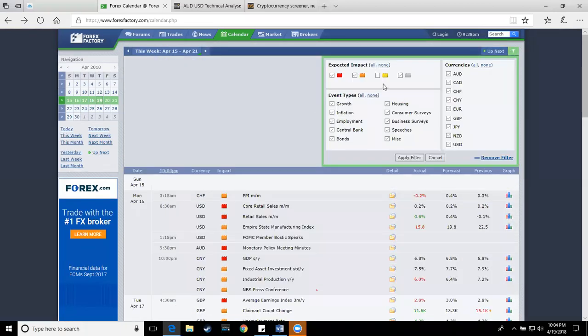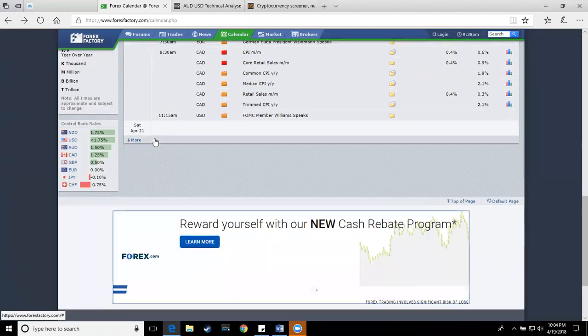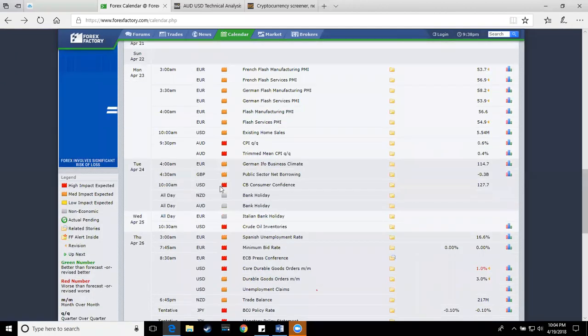Did it even turn on? Oh, there just must not be any bank holidays. So a gray folder is a bank holiday. So right here, I wouldn't trade NZD pairs on Tuesday, April 24th, because it's a bank holiday. Price is not going to move. I wouldn't trade the Australian dollar on Tuesday, April 24th, because it's a bank holiday. It's not going to move.